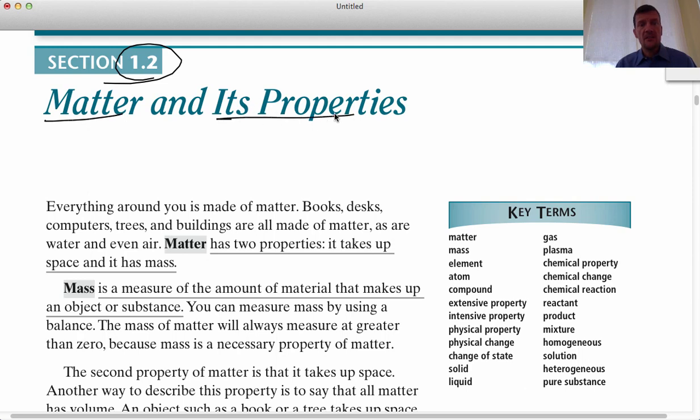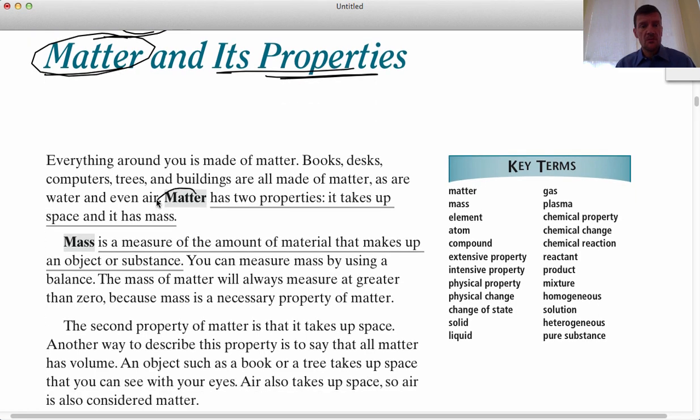All right, let's talk about matter and its properties. As we mentioned, we're going to be looking at matter and the properties that matter has. So matter, here's how it's defined. Here's what you need to know about matter. Basically, it takes up space, so it has volume. It's going to occupy a certain space, a certain volume, and it has mass. So it has stuff. It's made of stuff. It's not just void. It's not a vacuum. In order to have matter, you have to have material that is occupying a space.